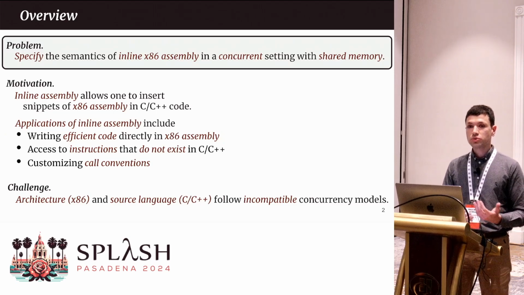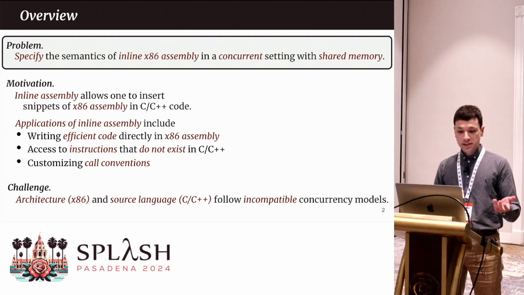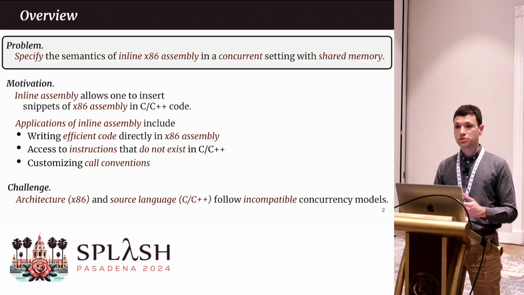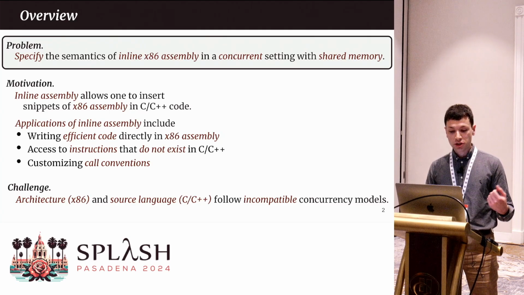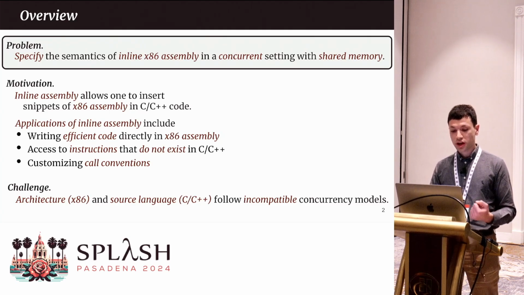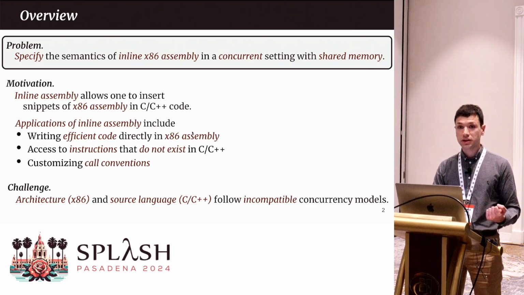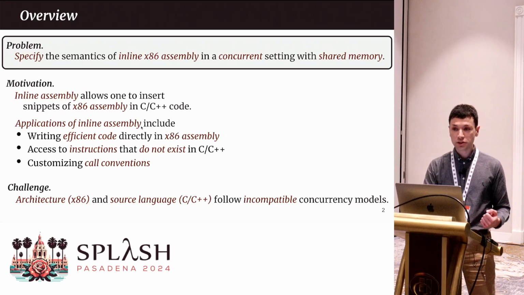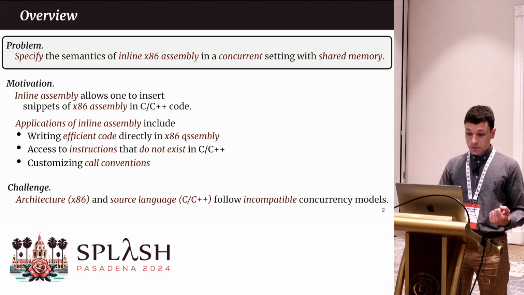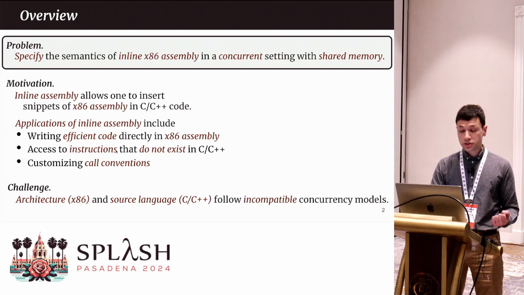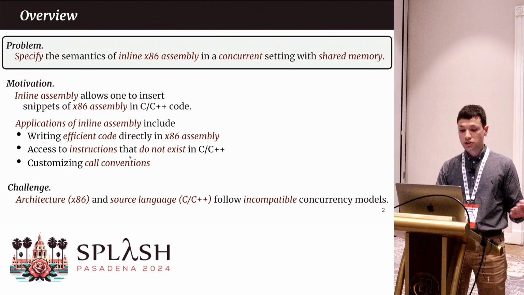So for those who don't know, inline assembly allows one to insert snippets of x86 assembly directly into C++ code. And there are many applications, many reasons why one would like to do so. One of them is to write efficient code directly in assembly. A second one is to have access to instructions that are not in C++. And a third application is to customize the call convention of naked functions.